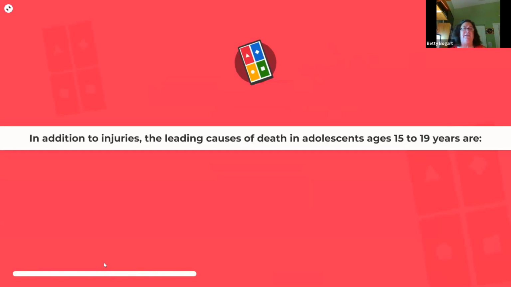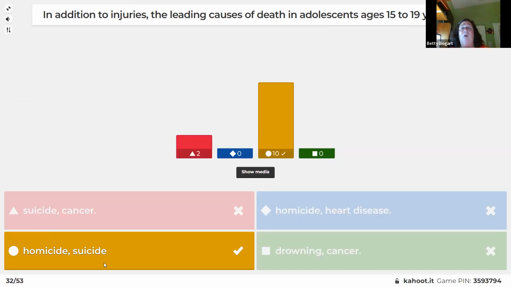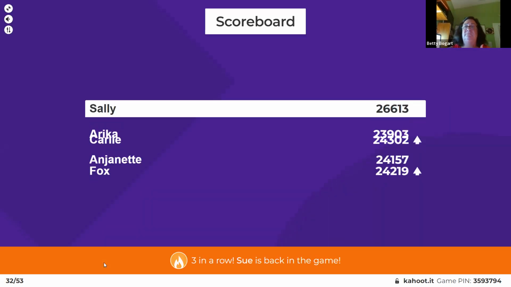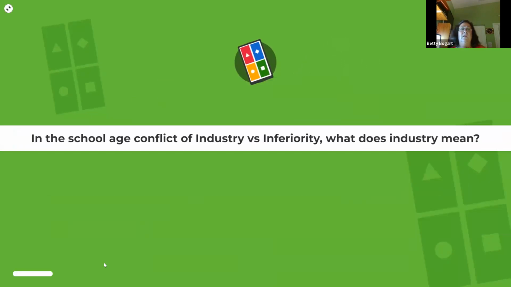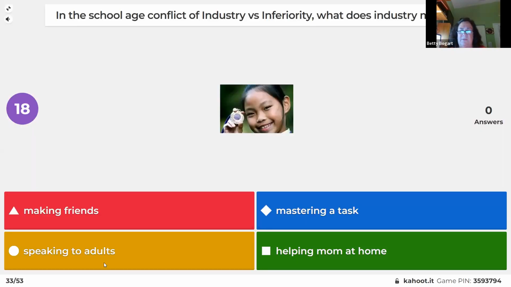In addition to injuries, the leading causes of death in adolescents ages 15 to 19 are... Well, think about adolescents. We know they're in that stage of confusion and frustration, and their body image and intense loneliness that goes on. Homicide because of risky behaviors, and suicide because of the depression that they can get themselves in. In the school-age conflict of industry versus inferiority, what does industry mean?